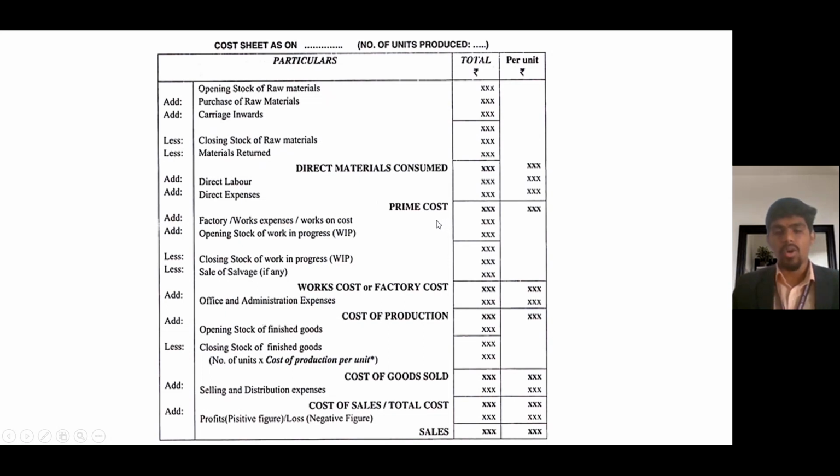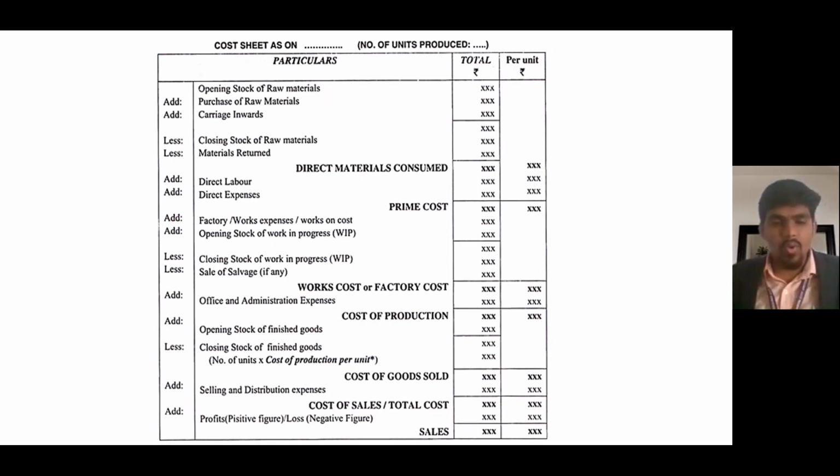Prime cost in the sense what all the primary costs we have incurred for the business, and total number of units or per unit price. Next, in this we are going to add the factory expenses or work expenses, or we can call it as works on cost.